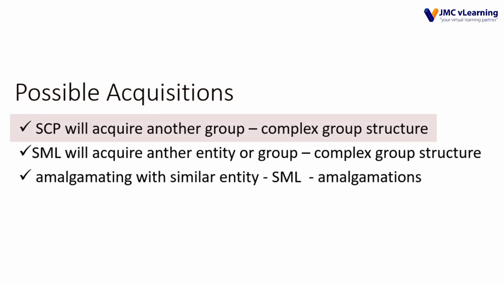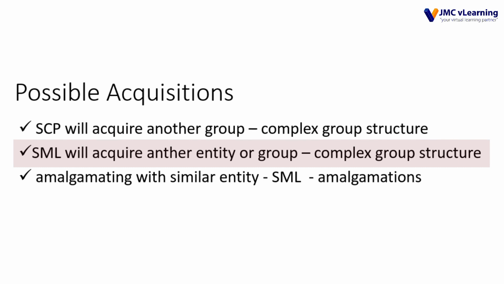Under this, SCP will acquire another group. That's my first one, right? Or SML will acquire another entity or group. This shows complex group structures, right? That's the lesson: complex group structure. Not only that, SCP can acquire another group. That means the acquiree will come with another subsidiary, or SML will acquire only a single entity or another group. These two cases give you an idea about complex group structure, right?